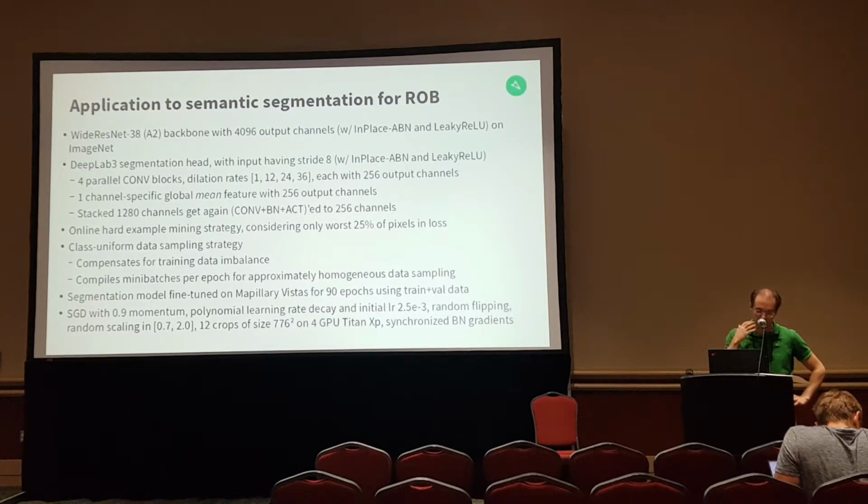The DeepLab head has 4 parallel conv blocks with different dilation rates: 1, 12, 24, and 36. And each of those had, in our case, 256 output channels. Then there is a global pooling. The output of the 4 parallel convs and the global pooling are stacked together. And then we have another conv, BN, and in-place activated activation layer. And then finally we get 256 channels, and on top, of course, the classifier.